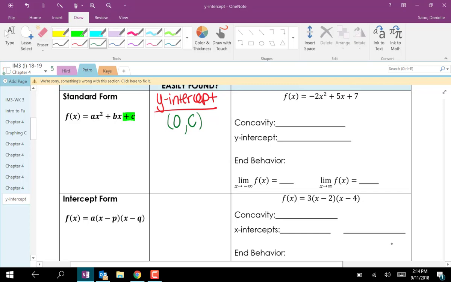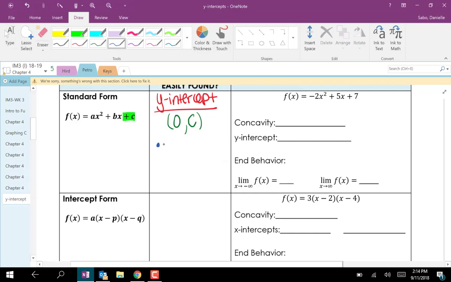So again, it's just the form. When you're looking at standard form, right away, the number all the way at the end is going to tell you what your y-intercept is. Okay, then we have concavity, which we've been working with, and then we have end behavior, and that goes for all three of them. But the one unique thing about standard form is the y-intercept.